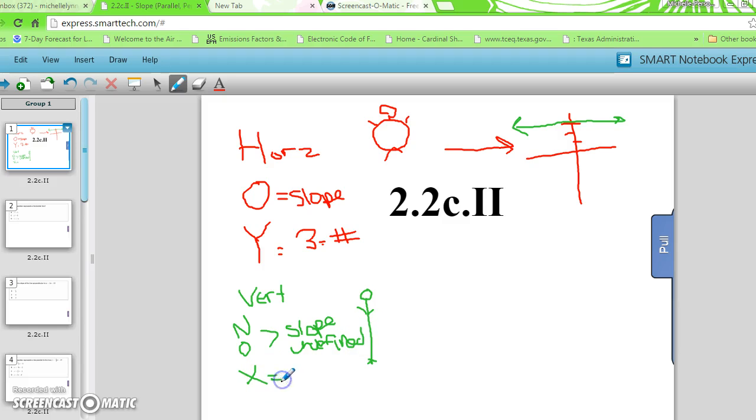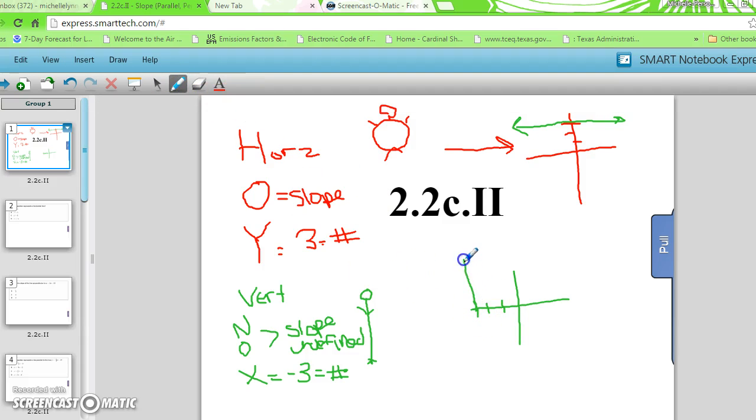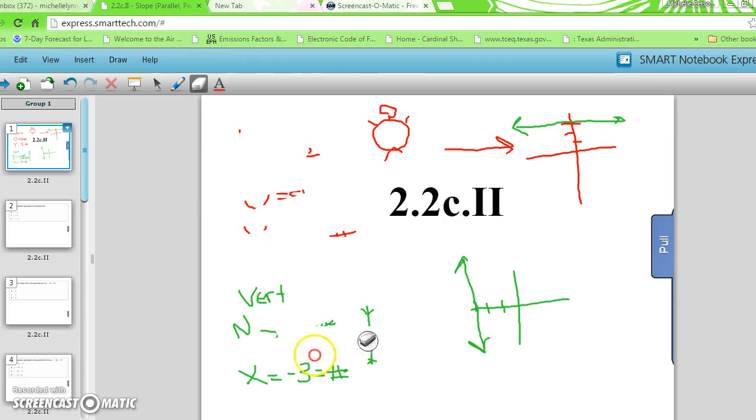And x equals a number, let's say negative 3, is his equation. So if we were to graph Vnox, go to negative 3, and we would draw a vertical line. So that's Oi and that's Vnox. There's one other thing we want to talk about, and that is parallel and perpendicular lines.